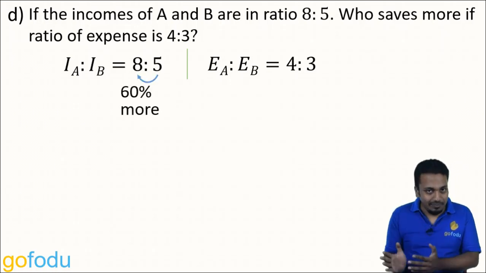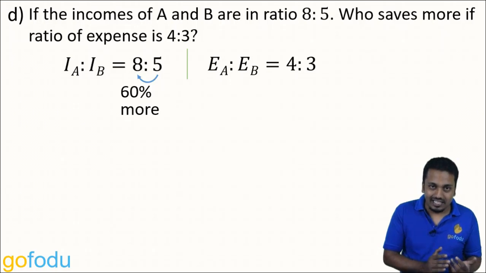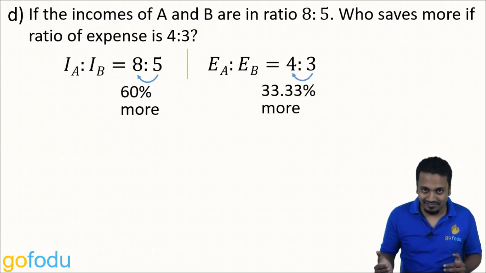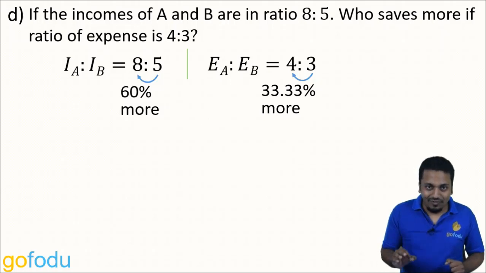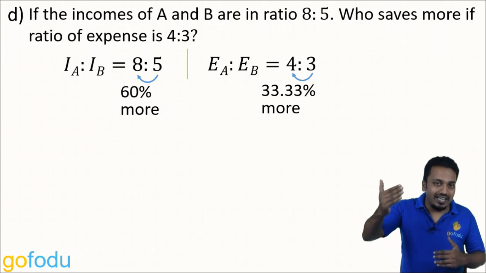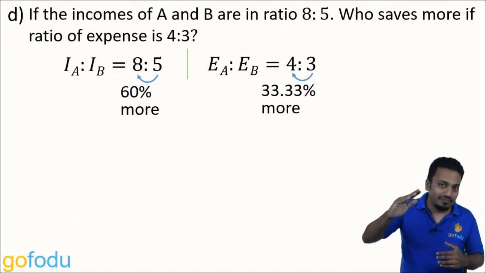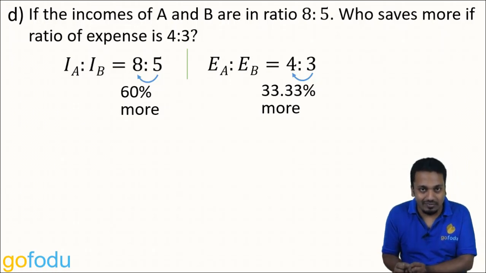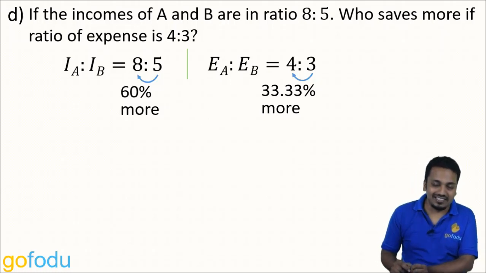A earns 60% more than B and spends around 33.33% more than B. Okay. The difference in expense is very little, but the extra income that A earns is way more now. So even if expenses are close to income, A will be saving more in this case.